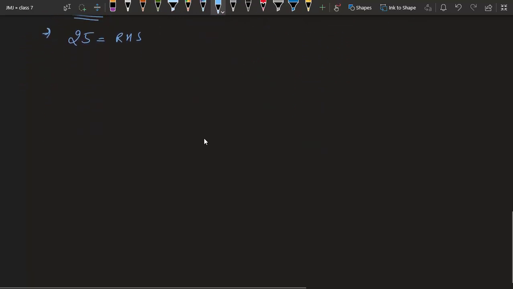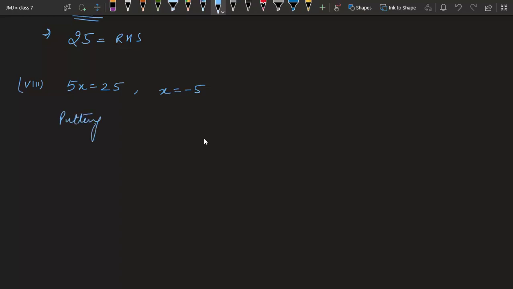Now let us take ninth part. Okay, before that let's take eighth part. Eighth part, same, it is 5x equal to 25. Now they want us to check at x equal to minus 5. So again, putting x equal to minus 5 in the left hand side, what will we get? 5 bracket, in the place of x we will put now minus 5.